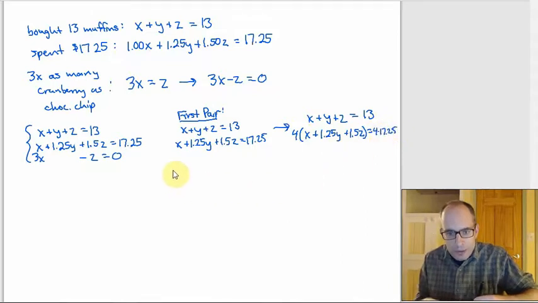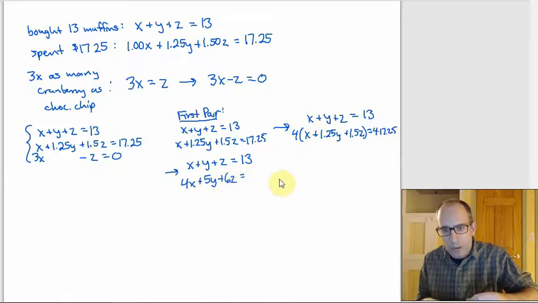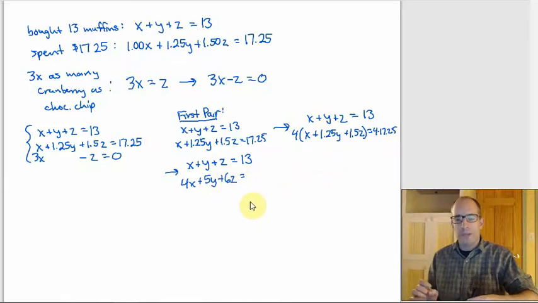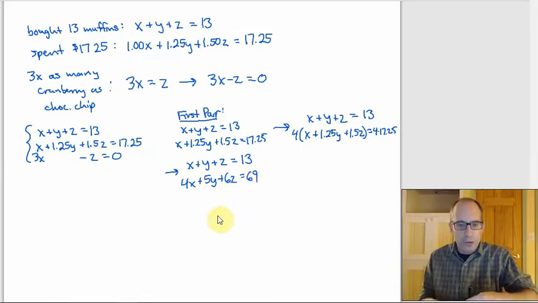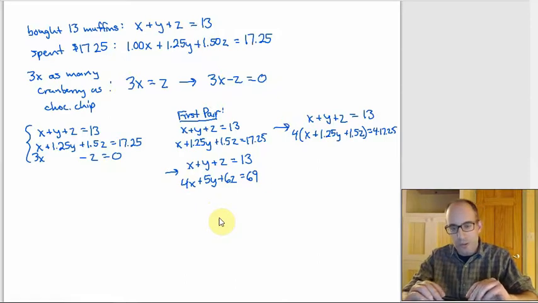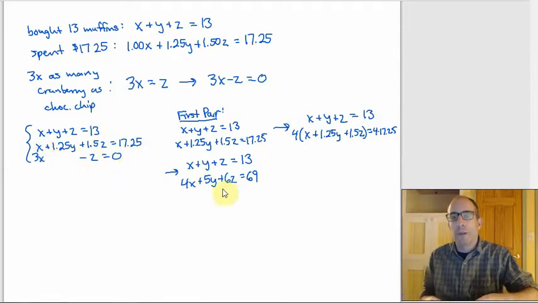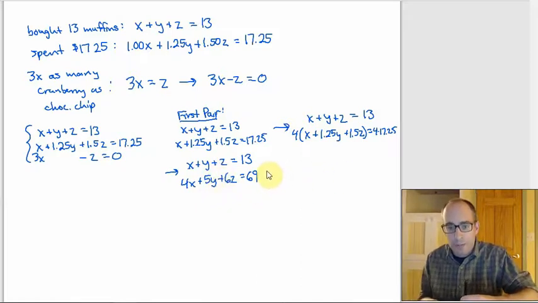All right. So then we're going to have same thing on top, x plus y plus z equals 13. And then on the bottom, 4x plus 5y plus 6z equals, let's see, 4 times 17 is 68. 4 times 0.25 is 1. So that's 69. And then we're going to need to get rid of y, right? So then that way we can use the 3x minus z equals 0. So I'm going to multiply both sides of the one on top by -5. Because then I'll have a -5y and a 5y, and then those are going to add out.